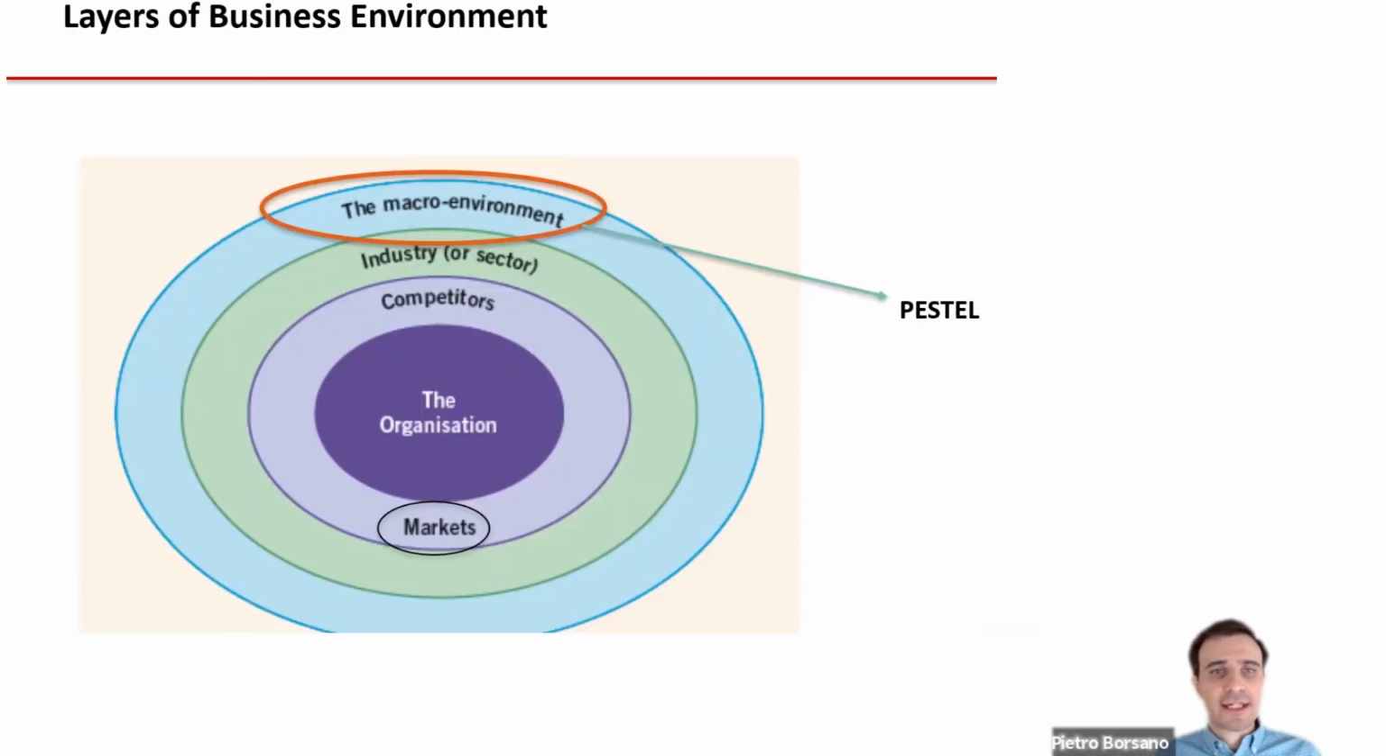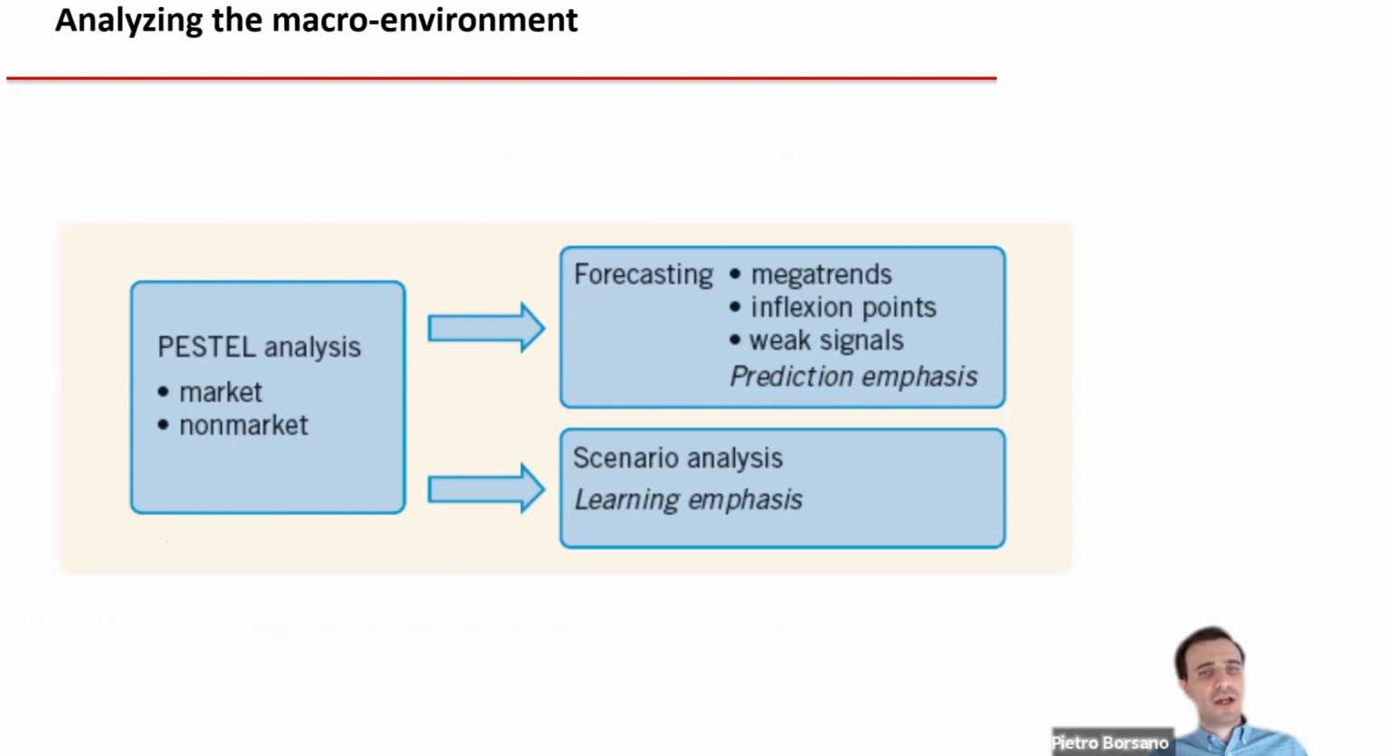So now let's step back to the main topic of the lecture, which is the macro environment and the PESTEL analysis, the tool we use to analyze the macro environment. The PESTEL analysis, as we are going to see, is a framework which allows us to identify different dimensions: the political dimension, the economic dimension, the societal dimension, the technology dimension, the ecological dimension, and the legal dimension.